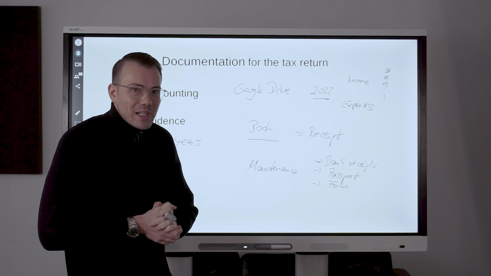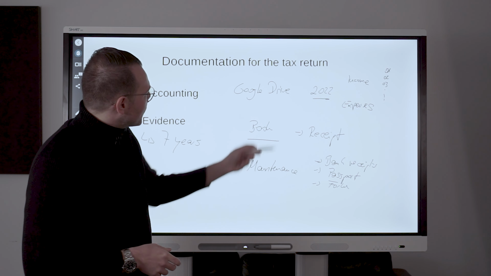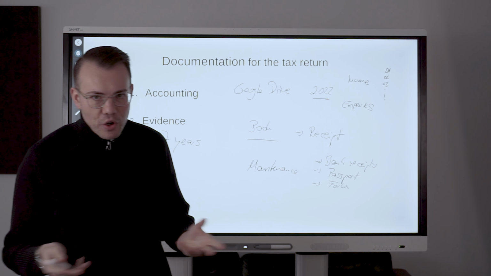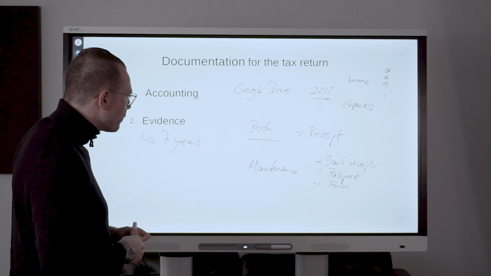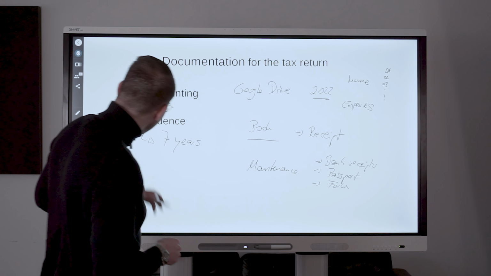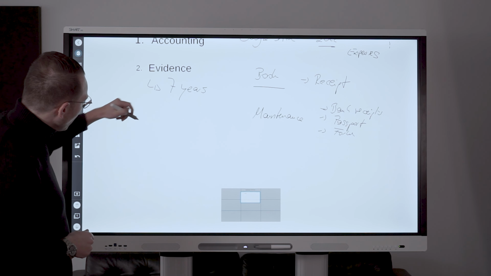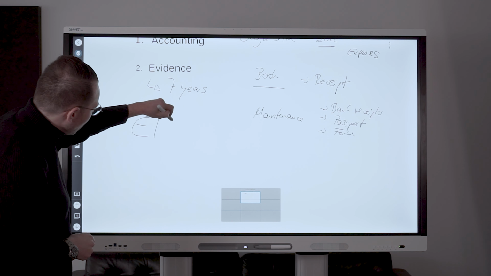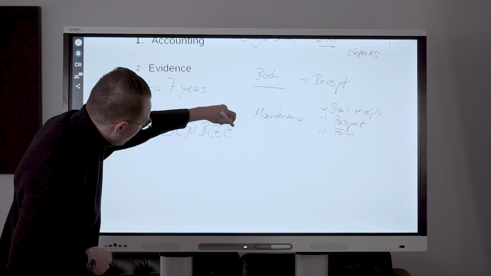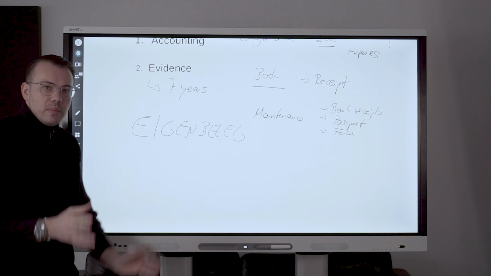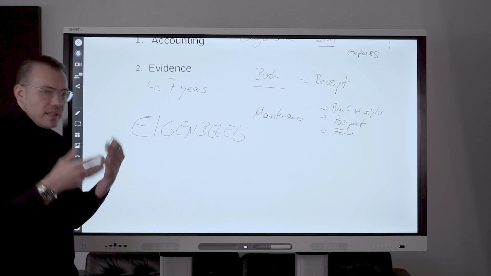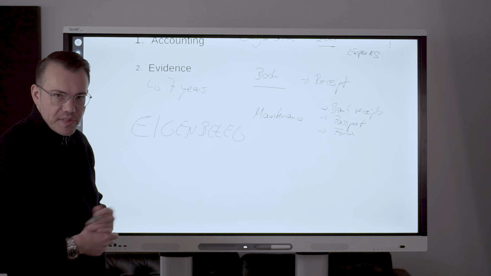Now you might say, well, maybe I'm just getting started with my Google Drive folder. I don't have receipts. The receipts are gone and so on. What you can do, and this is a really, really good trick, is you can create a so-called Eigenbeleg. You can Google that and then you immediately find sample forms. Eigenbeleg, which means in English, own receipt.